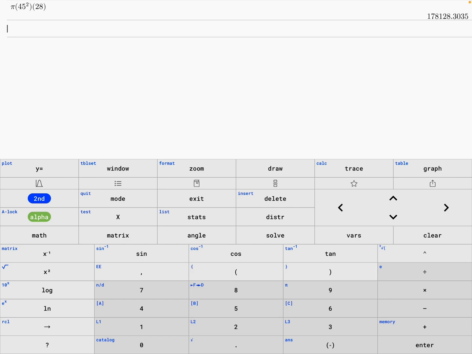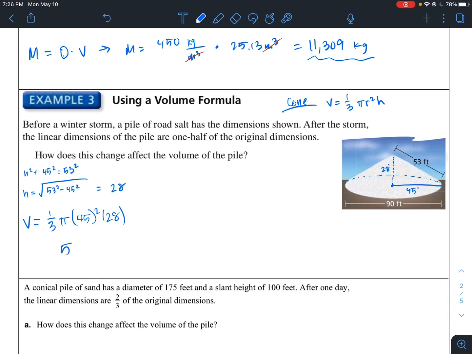Take this and divide it by 3. Okay, and I get 59,376.1. So that's the volume of this pile right here. But we're interested in how the volume is changed from before and after the sand pile.